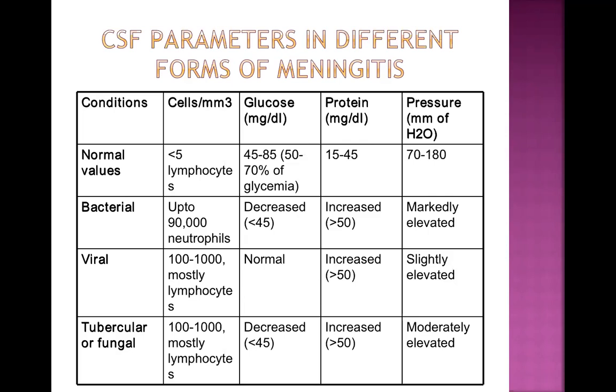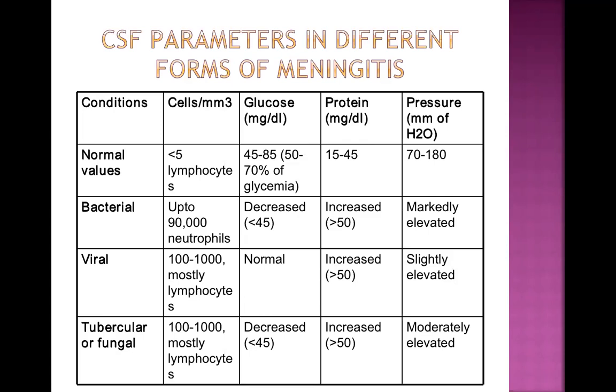Glucose is normal in viral meningitis, whereas glucose is decreased in CSF in case of tubercular meningitis. What happens to the protein content or level? It is increased, more increased than the viral one, and pressure is also higher than viral meningitis.